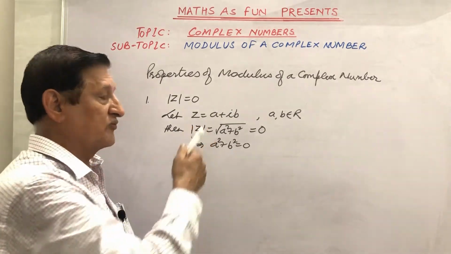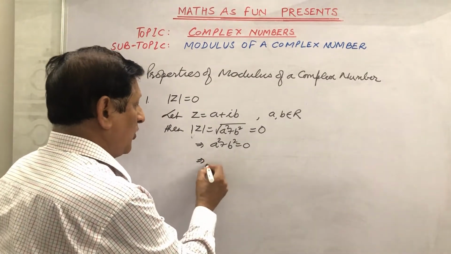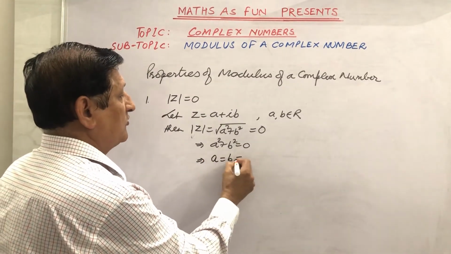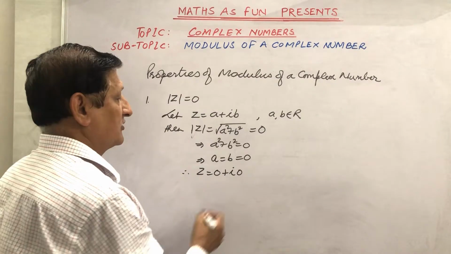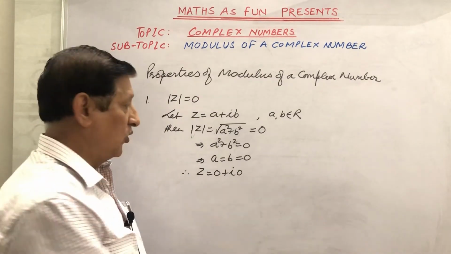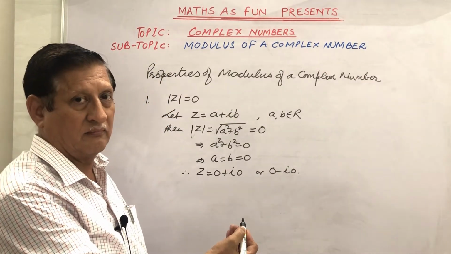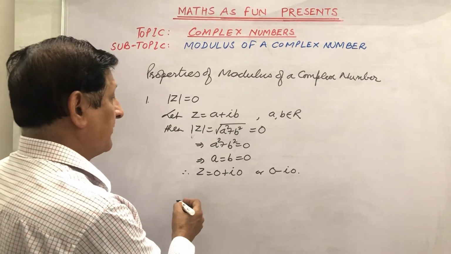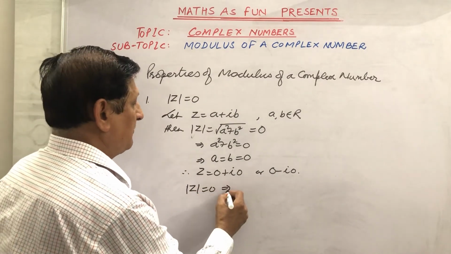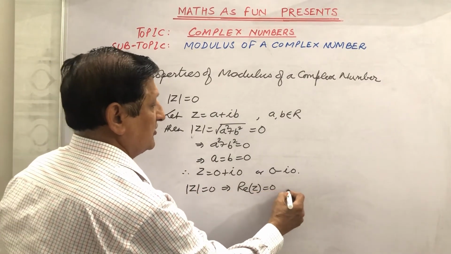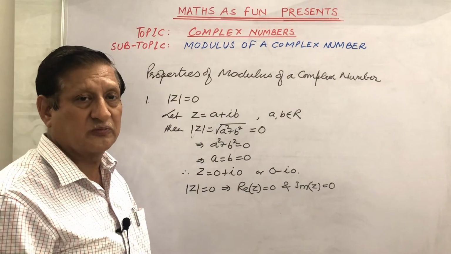And we know sum of squares of two numbers can never be 0. It can be 0 only if a is equal to b is equal to 0, and therefore we can say z is 0 plus iota 0, or 0 minus iota 0, whatever we say, it is 0. See, we can say that from this property that modulus z is 0 implies that real part of z is equal to 0 and also imaginary part of z is equal to 0. This becomes the first property.